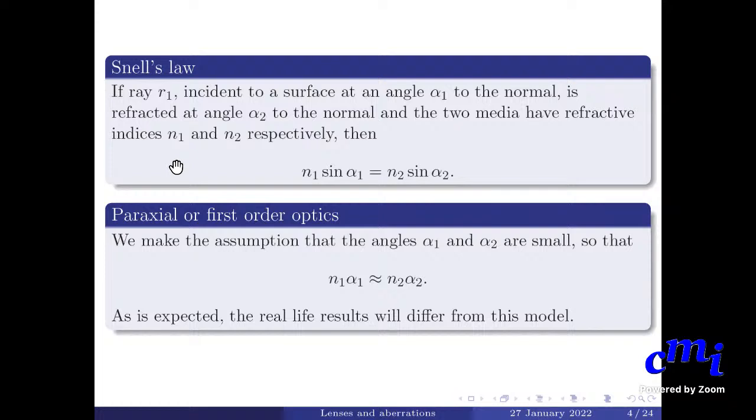So this is in the paraxial or first order optics, when you're just going to use a linear model. Then you make the assumption that the angles alpha 1 and alpha 2 are small, so that you can ignore the sine, and sine alpha will be approximately alpha in that case. So what this means is that if you make the assumption that these angles are small, n1 alpha 1 is approximately n2 alpha 2. So this assumption is made, then that is your first order optics.